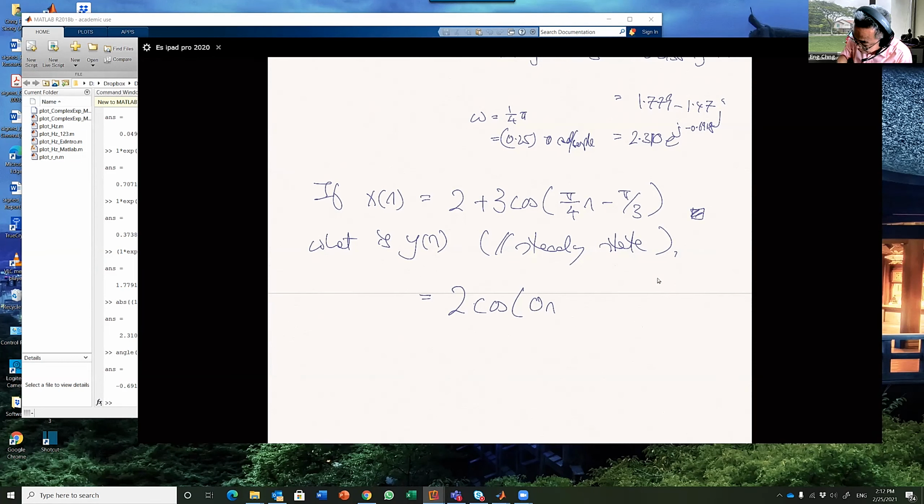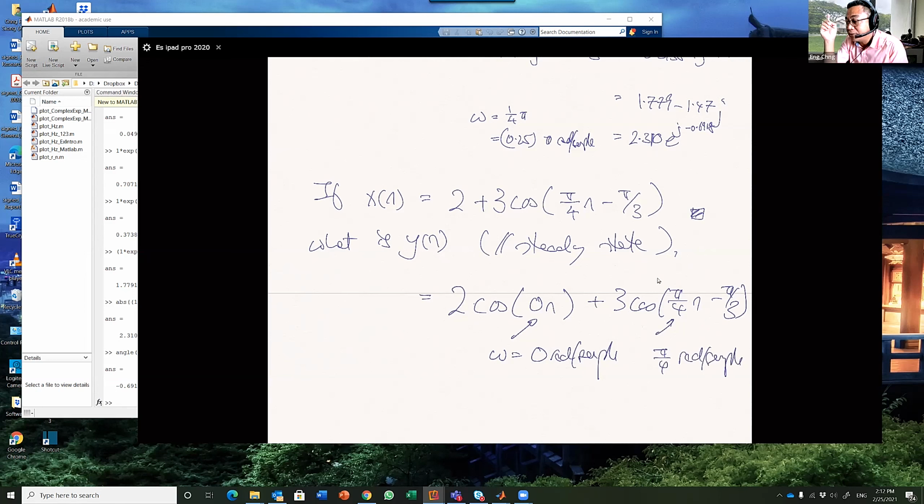Cos of 0 is what? 1. Yeah, so this is the same, plus 3 cosine pi over 4n minus pi over 3. So you think that, hey, actually, the 2 is operating at omega equals 0 radian per sample. That's one way to think. This guy is operating at pi over 4 radian per sample.